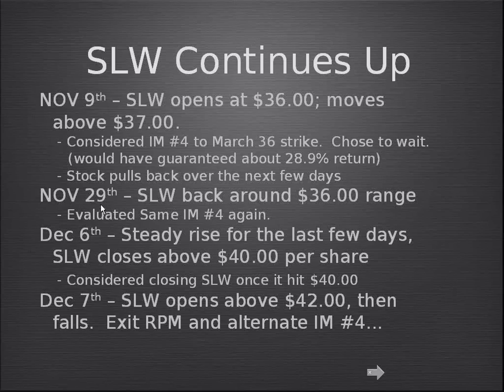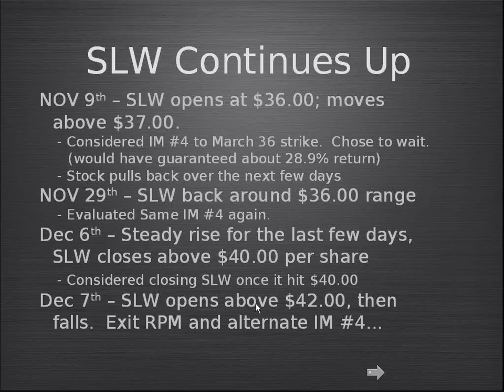Now on November 29th, SLW pulled back and then it moved back up to 36. We evaluated the income method number 4. It was close to it. It was about a guaranteed return of 26%, still with the unlimited upside. Then on December 6th, it just continued to rise from November 29th to December 6th, and it closed above $40 per share. And this was about our target price for closing.